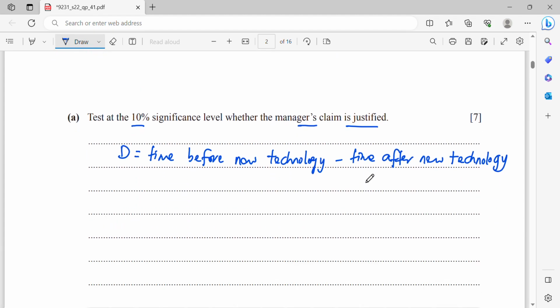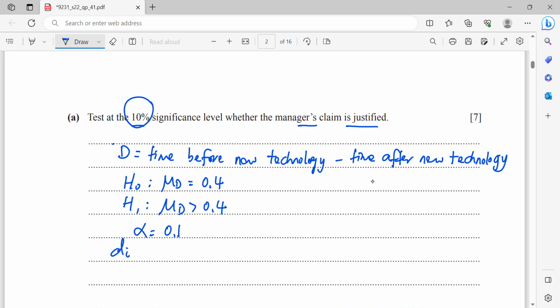Right? So from here, to show that there is a reduction of more than 0.4 minutes, I will have to write it in the H1. So it will be mu D greater than 0.4. So now my H naught will be mu D equals to 0.4. Now our next step is to write out the alpha value, which is 10%. So alpha equals to 0.1. Since we have defined the D, this is the paired data analysis. Then we need to find the differences, the DI.